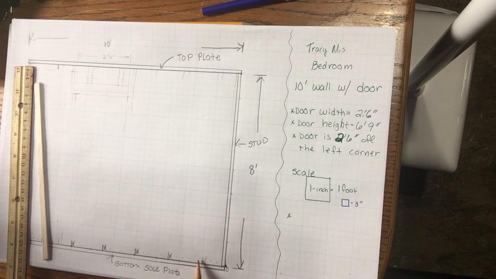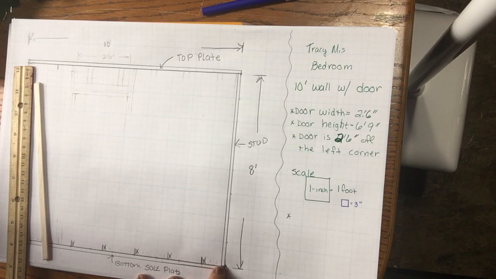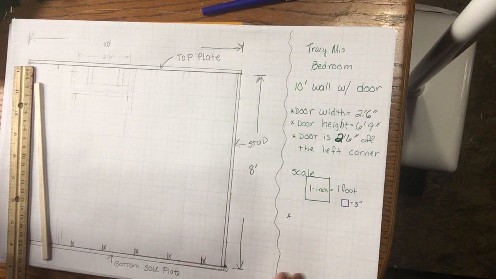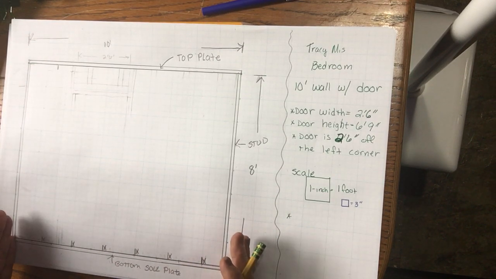1, 2, 3, 4, 5, which is 15 inches. Put a line, put an X for the stud. Here, I don't need to add another stud. Anything less than 16-inch centers is fine. Okay, so I have my studs laid out.